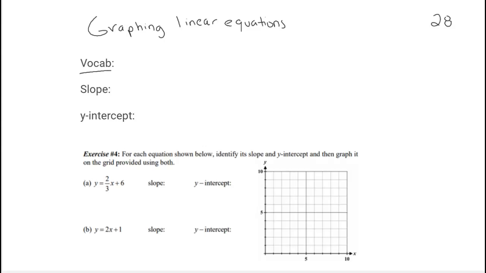So the slope, we went over this last week. We define this as how steep a line is. So now what we're going to do is we're going to talk about the y-intercept. This one's going to be new to us. So the y-intercept here is going to be our starting point. That is, when we actually start graphing these lines, where exactly are we going to start?